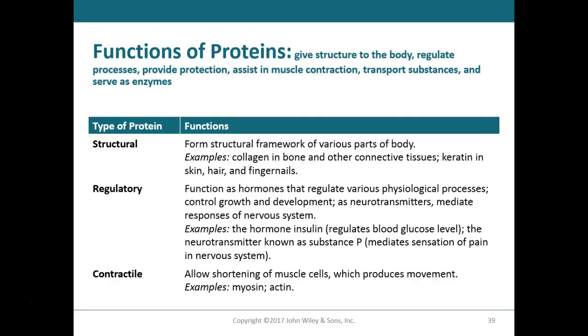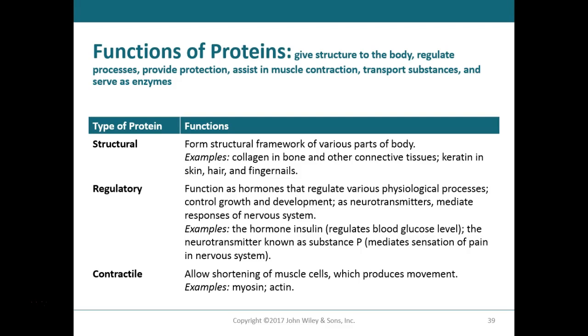Proteins give structure to the body, help to regulate processes, provide protection, assist in muscle contraction, help to transport substances throughout the body, and serve as enzymes that drive metabolic processes. There are many different types of proteins found in the human body. These are large molecules that contain carbon and hydrogen and oxygen and nitrogen. Some are also going to contain sulfur as well. The monomer of proteins are amino acids.